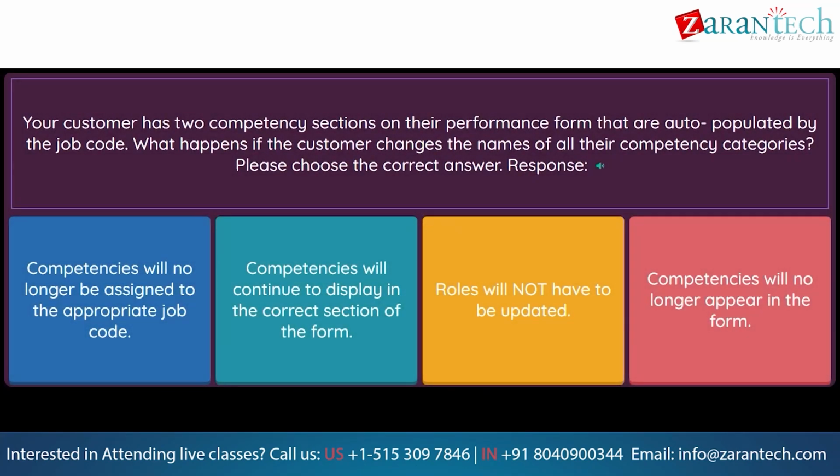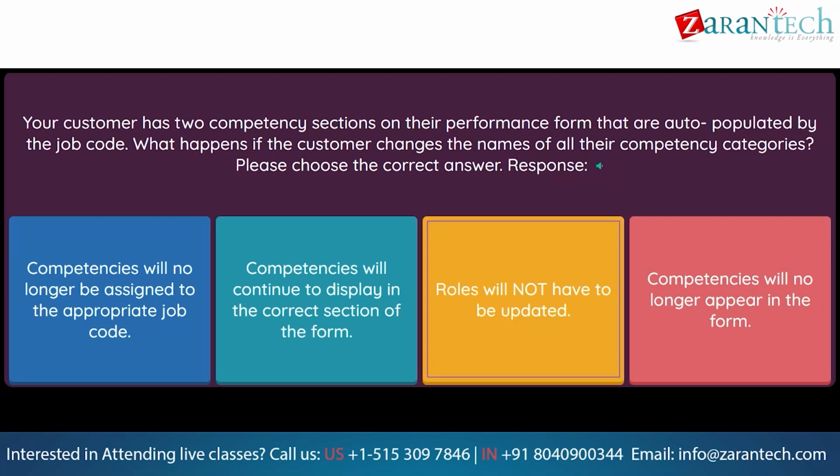Question: your customer has two competency sections on their performance form that are auto-populated by the job code. What happens if the customer changes the names of all their competency categories? Please choose the correct answer. Response. Option 1, competencies will no longer be assigned to the appropriate job code. Option 2, competencies will continue to display in the correct section of the form. Option 3, roles will not have to be updated. Option 4, competencies will no longer appear in the form.